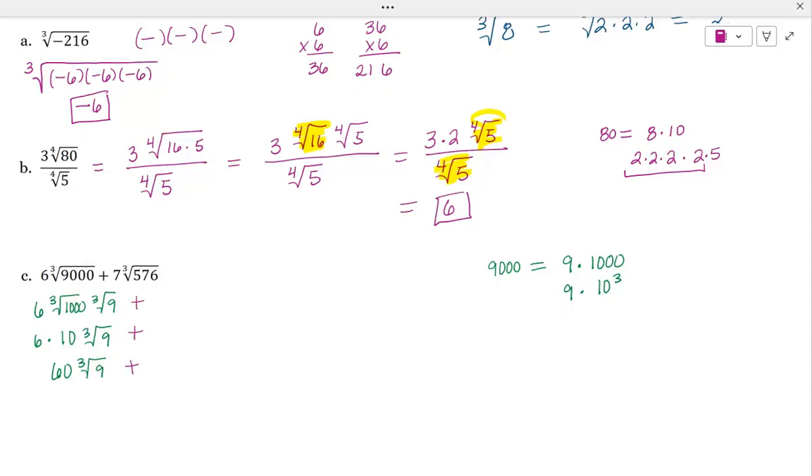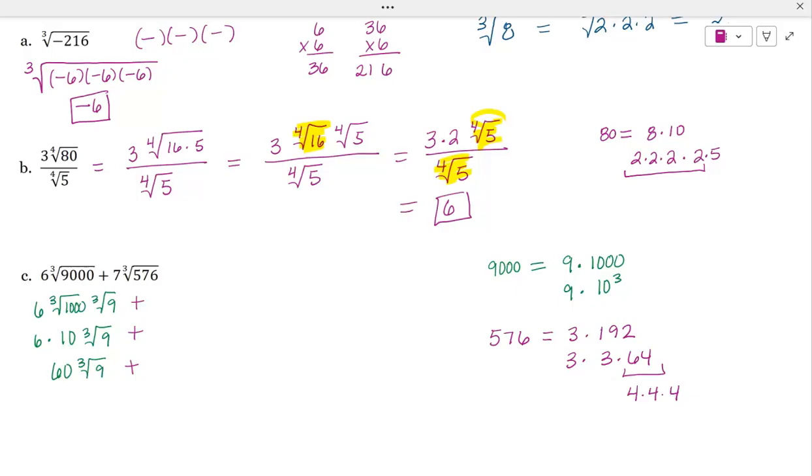Now let's think about 576. Let's see, I just start guessing numbers. That's divisible by 3. I just start thinking about numbers that I can break it down by and see if I get anywhere. That's also divisible by 3. 64, I know that 64 is 4 times 4 times 4.